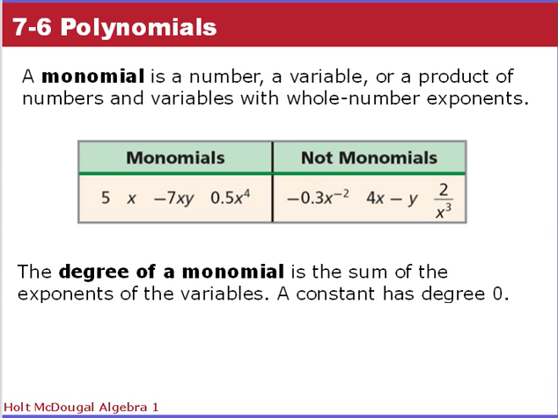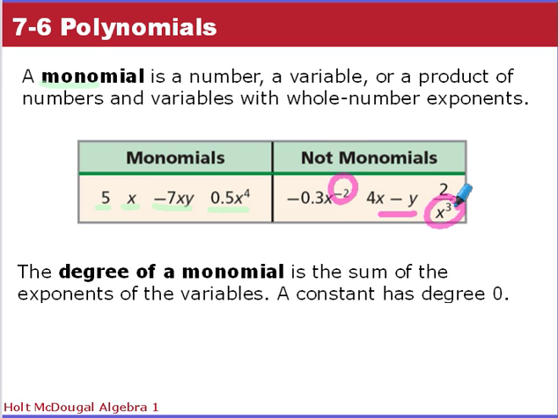So first, a monomial, notice the prefix mono, is a number, a variable, or a product of numbers and variables with whole number exponents. So it's a single term: 5x, negative 7 times x times y, or 0.5x to the fourth. Those are all just one term, and they're whole number exponents. These are not monomials because, in this case, we have a negative exponent. Here we have a difference, 4x minus y. And here we also will have a negative exponent when it moves up to the numerator.